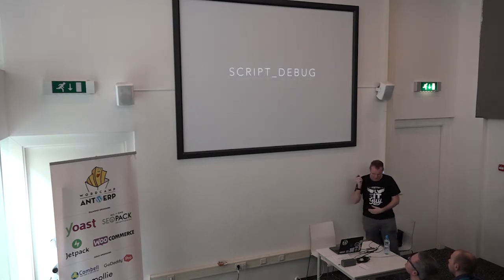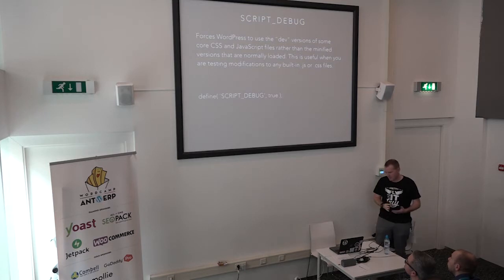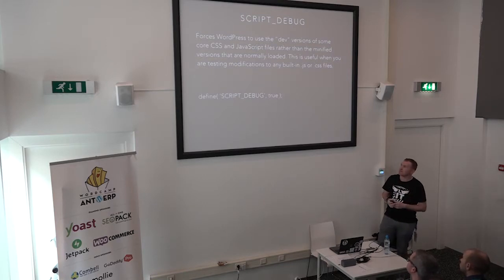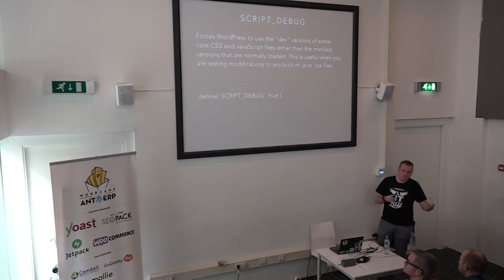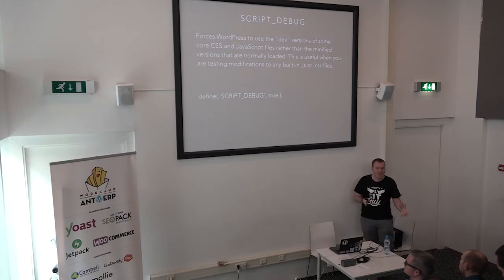Then of course we have script debug, which is another thing we can simply add to the WP config file. By default, WordPress will be using minified versions of JavaScript libraries and things like that. If you enable script debug as true, just by adding it in the WP config file, it will not use those versions, but the dev versions, the full unminified versions, which can help to resolve issues. This is specifically more for a developer profile, but can be handy nonetheless.